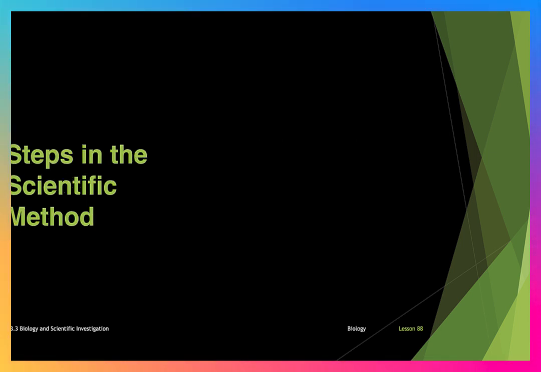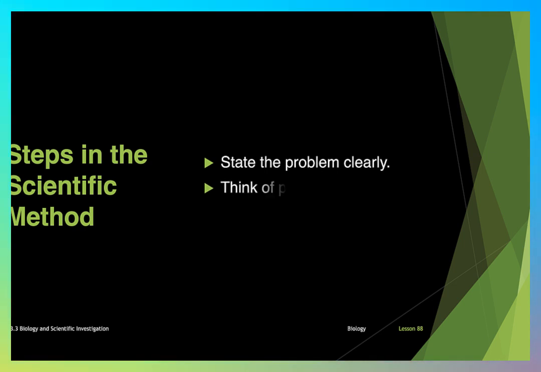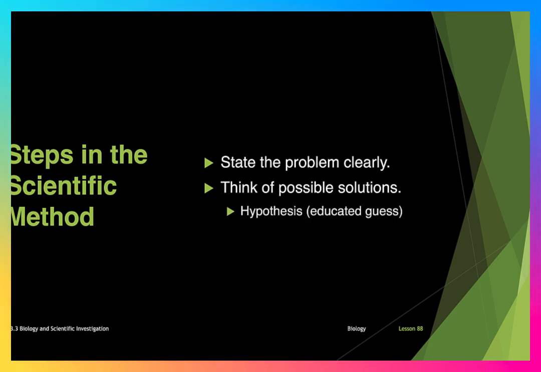So what are the steps in the scientific method? The first step is to state the problem that you want to answer clearly. So you state the question very clearly. Secondly, you develop a list in your mind, or on paper if you will, of the possible solutions that can occur, and then you pick one. And that single solution is called the hypothesis, or the educated guess that solves the problem that you've clearly stated.